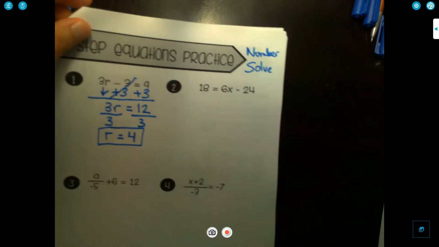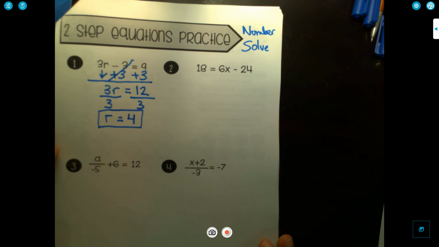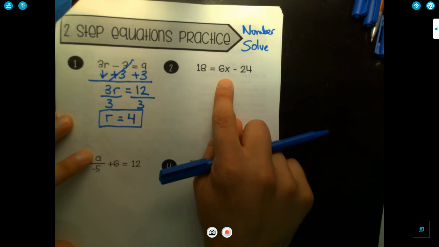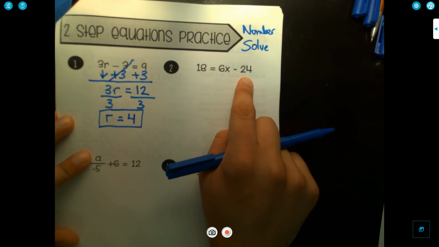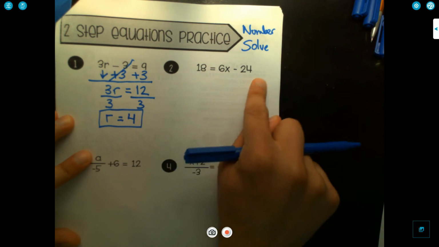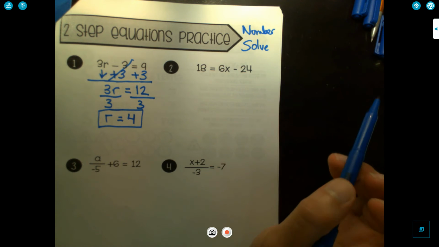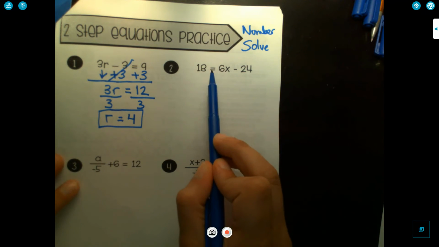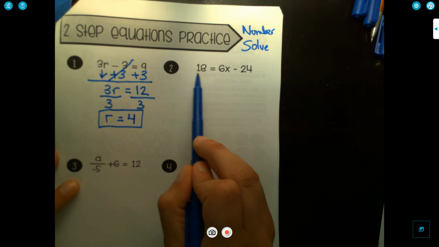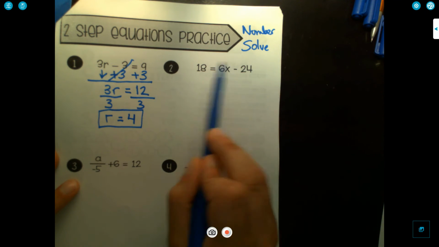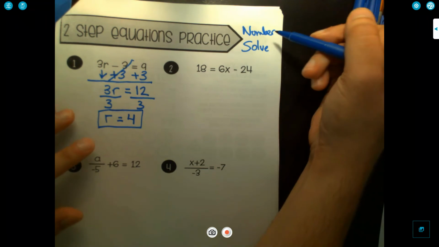All right, moving to this one. Now this one is actually very similar to this one. The only difference is that the terms are out of order, and that's okay. We're still going to apply the same concept. The only difference is the number that was by itself, the constant, was on the right side, but now it's just backwards. So same thing, number.